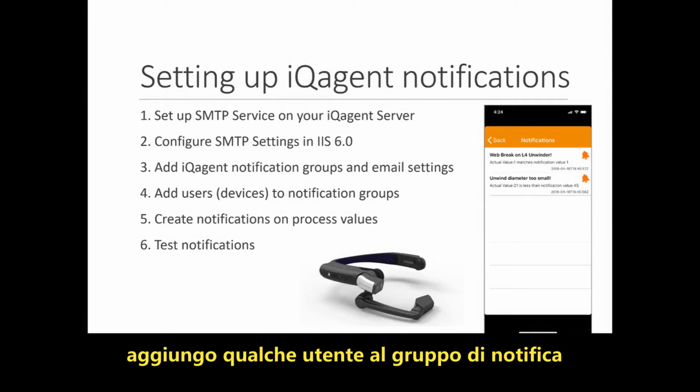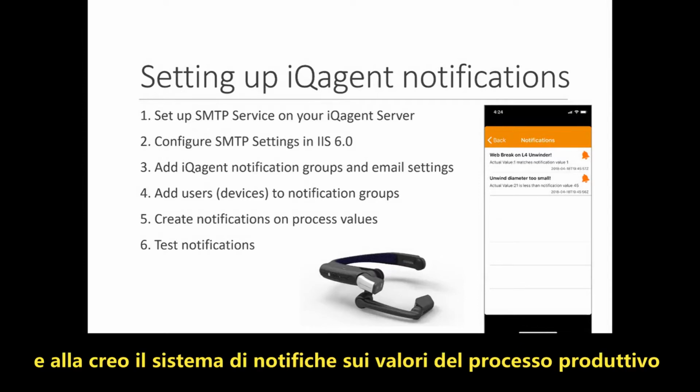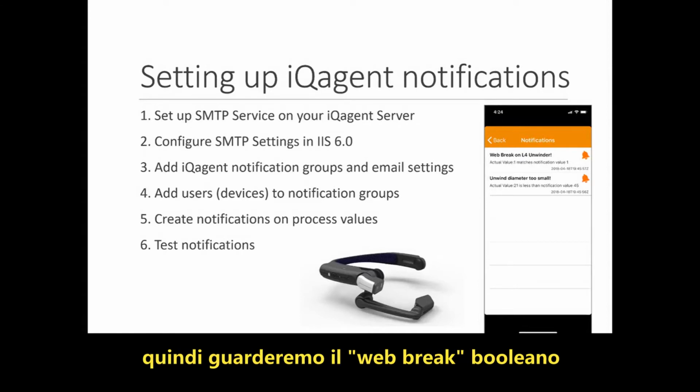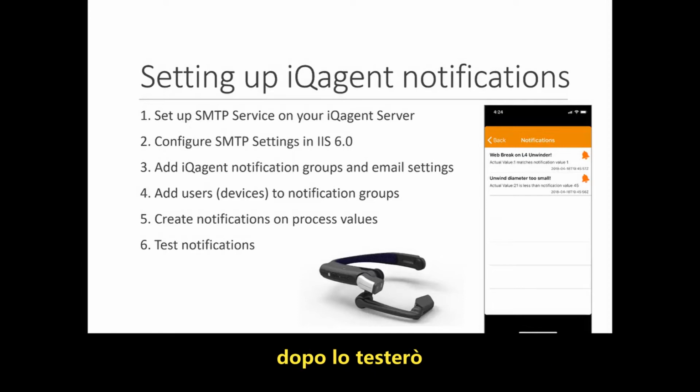Then we're going to add some users to notification groups so we can select who gets notified. And then we're going to create notifications on actual process values. We're going to look at a Boolean web break, and we're also going to look at an unwind diameter to notify us when it falls below a certain level. And then we're going to test it on our RealWare 1 and our iPhone.